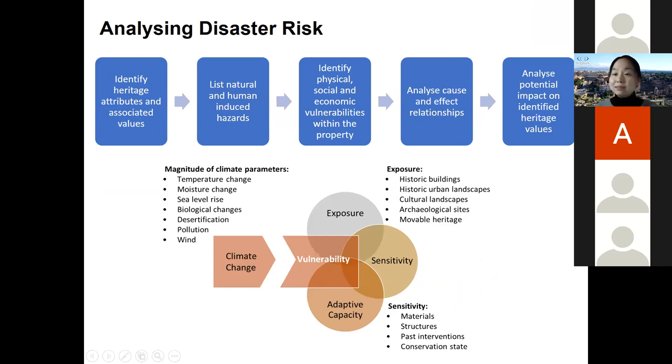So this is also, again, understanding the context of where the heritage sits and the kind of relationships that it has. And then analyze the cause and effect relationships. This is the entire impact assessment procedure, if you're evaluating what kind of impacts it's going to have. And then analyze potential impact on identified heritage values. You can see that all the way throughout, the thought process that is adopted within the disaster risk planning world and the impact assessment world is very, very similar. So in fact, you can do an impact assessment process really well, and also address disaster risk management needs of your particular site.